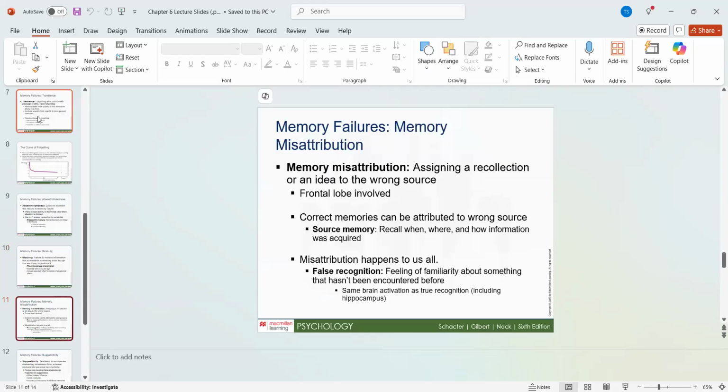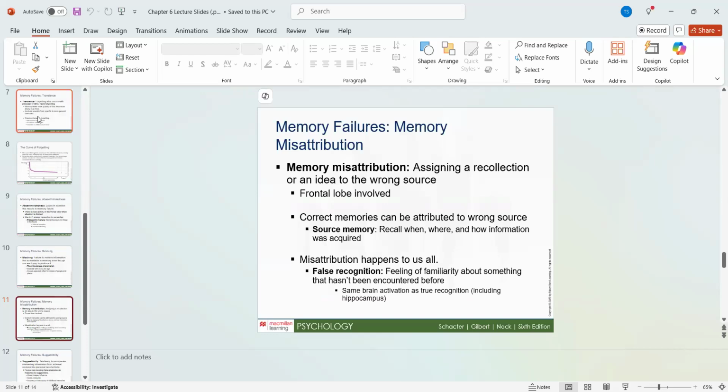All right. So then we got memory misattribution. Memory misattribution has to do with having a memory and being able to remember it, but forgetting exactly where you remembered it from. So let's say that you like to watch Grey's Anatomy and you're also taking this class. And Grey's Anatomy, I've never actually watched the show, unfortunately. Don't tell nobody about that. But from what I understand, they talk about a lot of psychological stuff on the show.